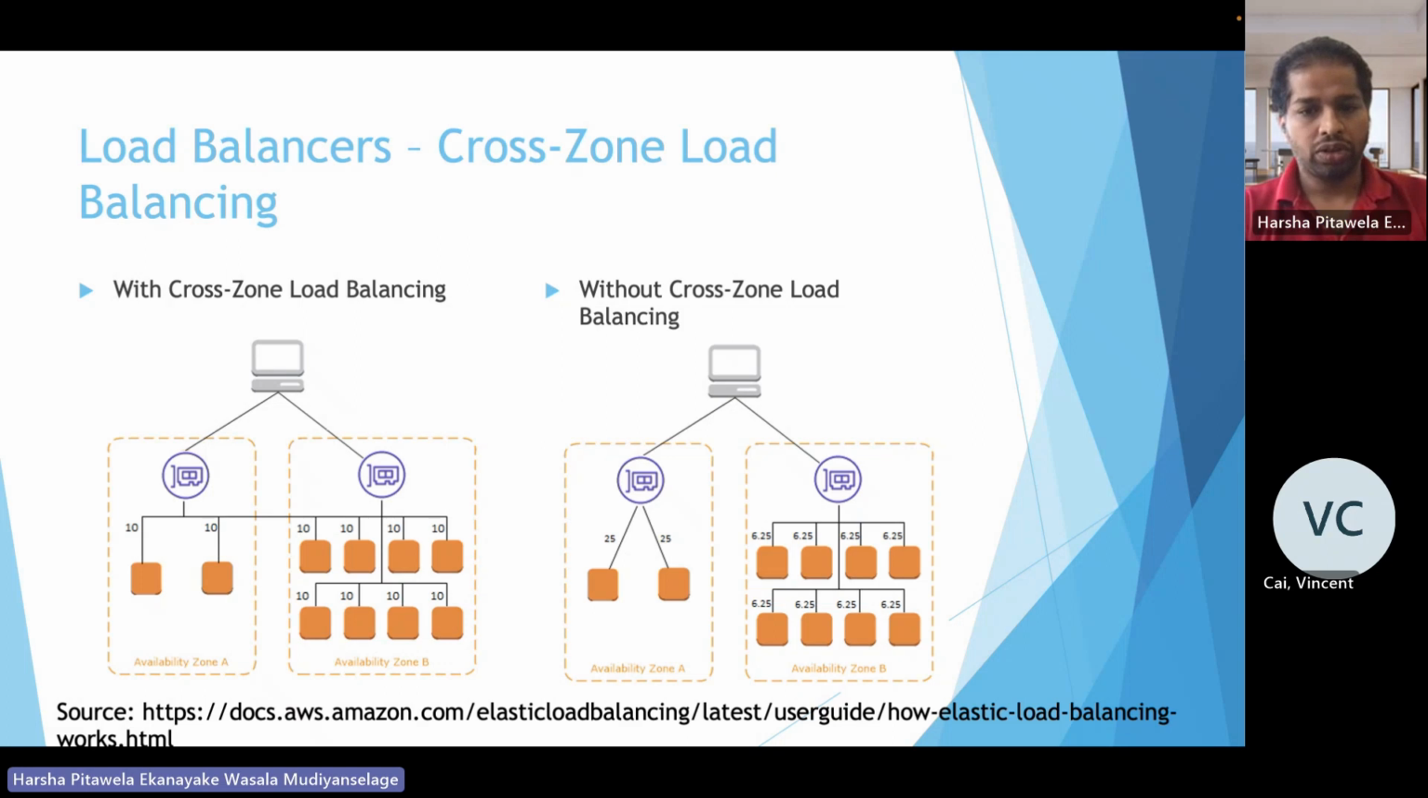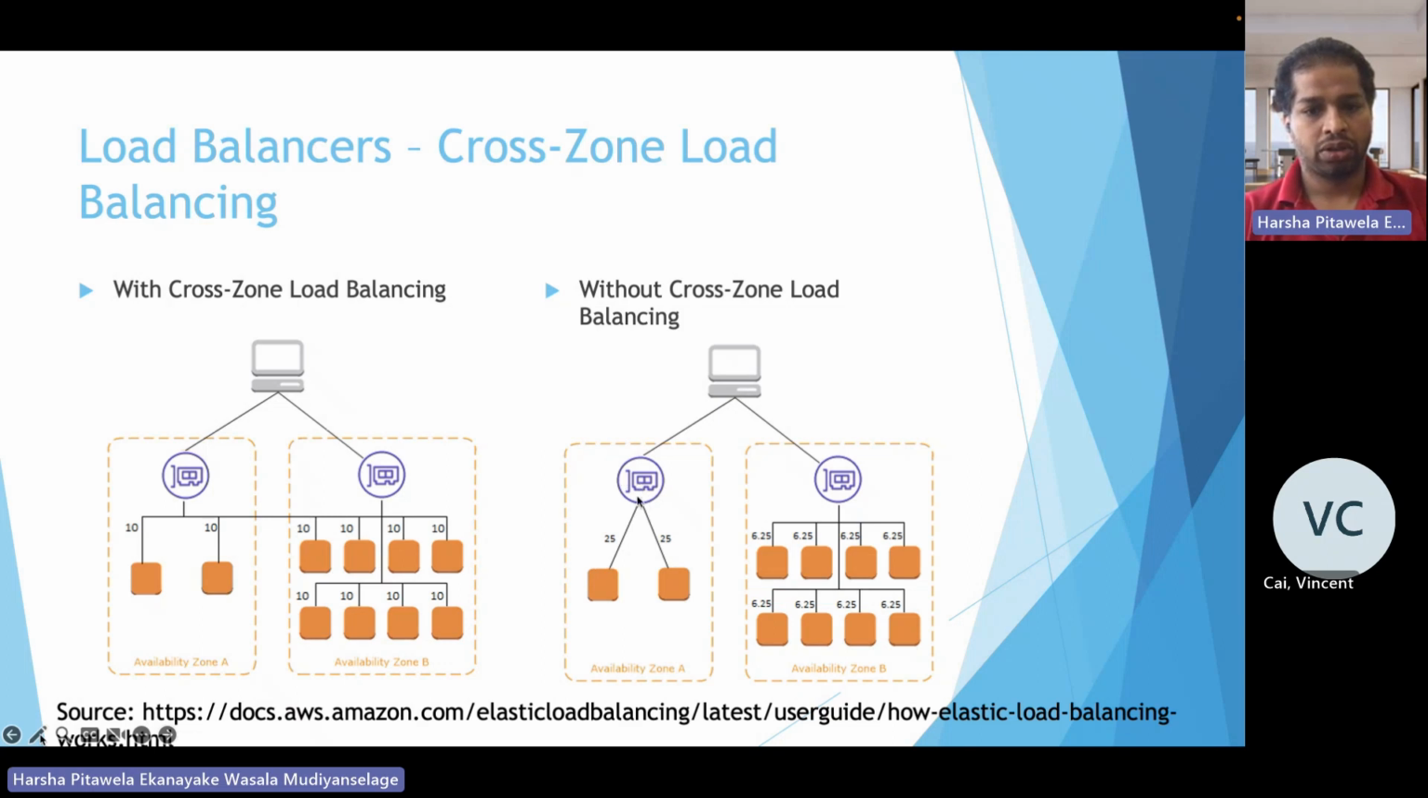If you don't have that feature enabled, this is how the traffic will be distributed. You direct 50% of traffic to this load balancer, 50% of the traffic to this load balancer. Then, based on the number of instances in that availability zone, traffic will be distributed.